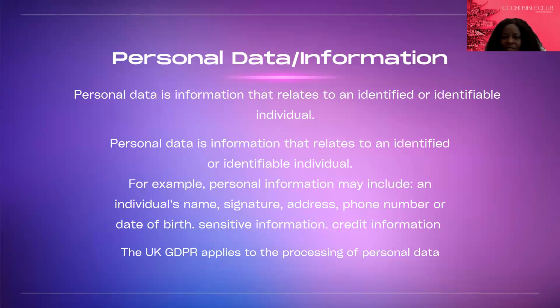So personal information is information that relates to an identifiable individual. For example, personal information may include your individual name, your signature, your address, your phone, date of birth, sensitive information, credit information. And also in the UK, we have a law that actually protects our personal information. It is called UK GDPR. It applies to the processing, how organizations process our data.